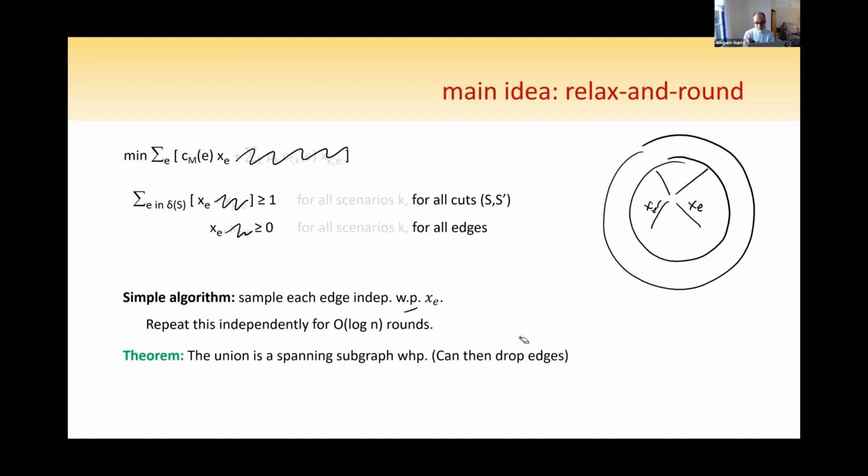This is a general question for you. If I gave you an LP solution like this, and my rounding procedure is that every edge is sampled independently with probability x_e, and I do this log n times, maybe 10 log n times or something. By the way, whenever I say big O, often I mean big theta. I want to claim that the union is a spanning tree with high probability, or at least a spanning graph. I might pick cycles and stuff like that, but let's not worry about that. How do I show this?